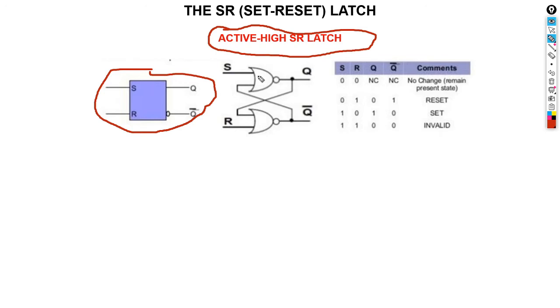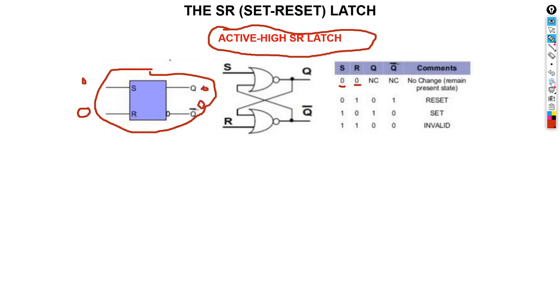So what happens with these SR latches? When you have a 0 on your set and a 0 on your reset, there will be no change of state because you have 0 0. The output will be what? 0 0. So we're going to get a 0 0 output.